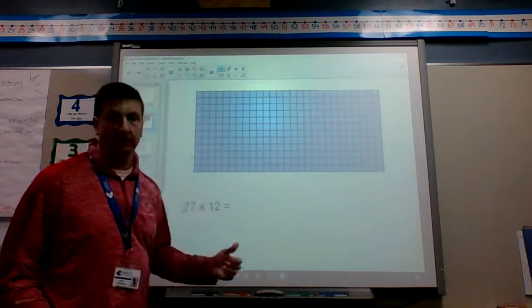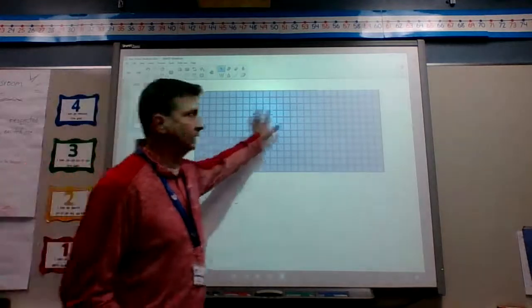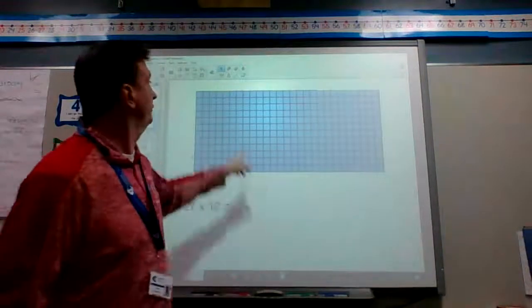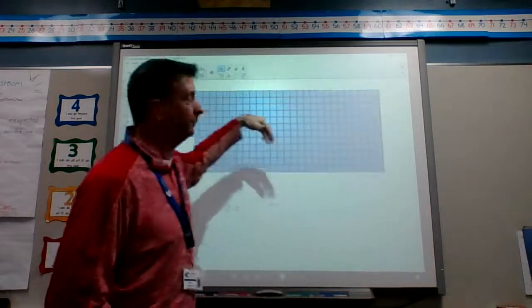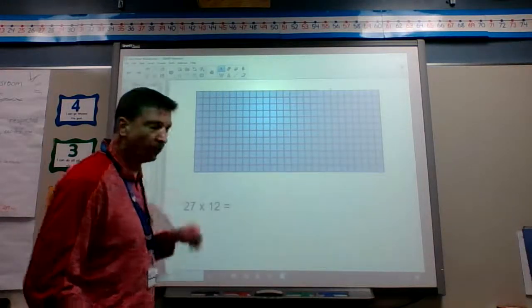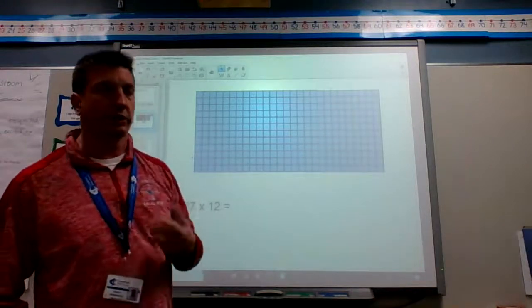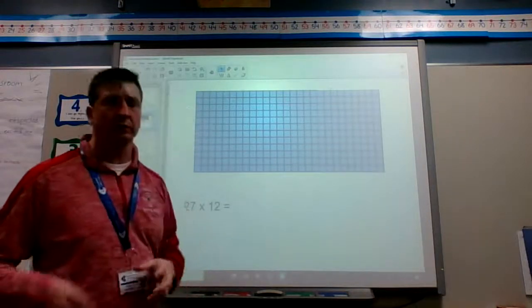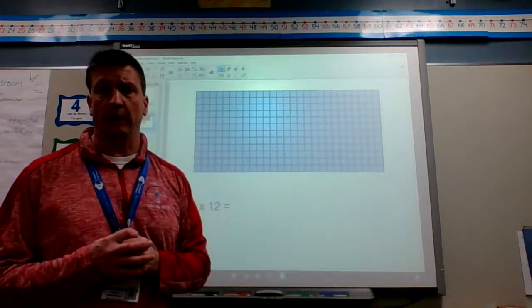So I've set up this same problem, 27 multiplied by 12, by setting it up using a grid here. I have 27 squares all the way across the top, and I have 12 little cubes going down the side. So what we're going to try and do is break it into more workable chunks or more mental math.